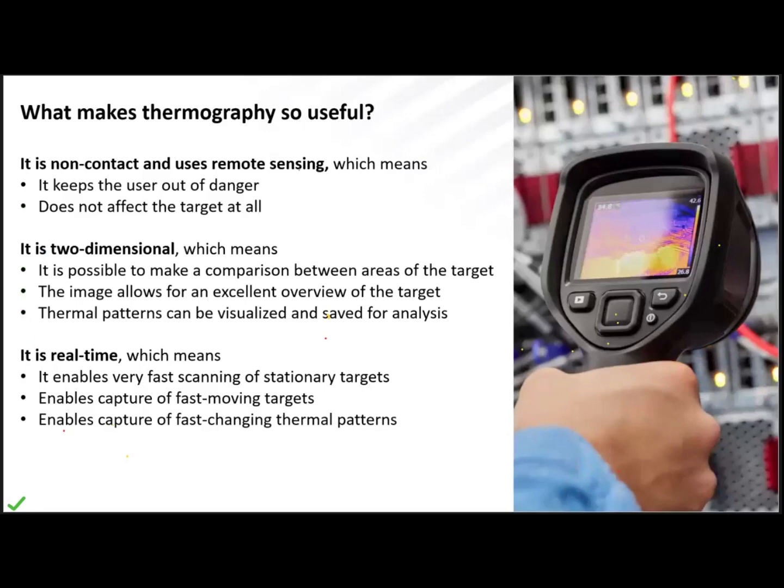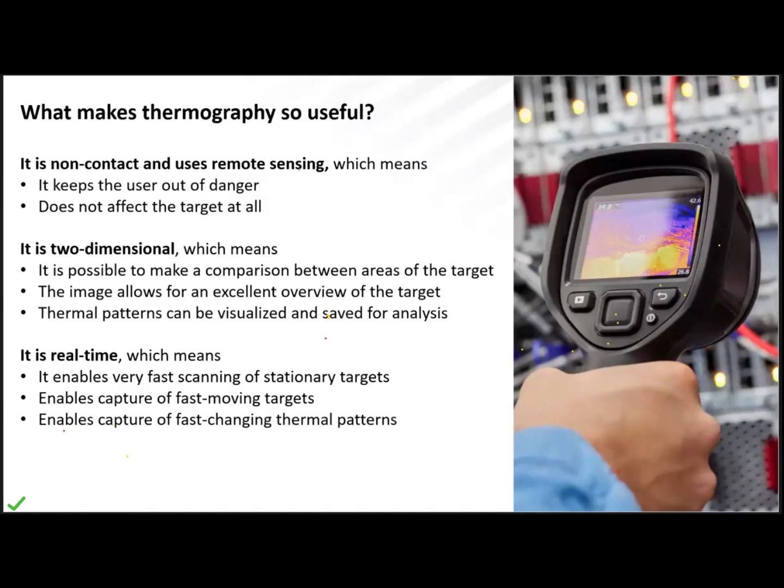Three main things. First, it's non-contact. You don't need to contact any machinery or equipment at all. It uses remote sensing, which means it keeps the thermographer away from or out of danger, and it does not affect the target at all.